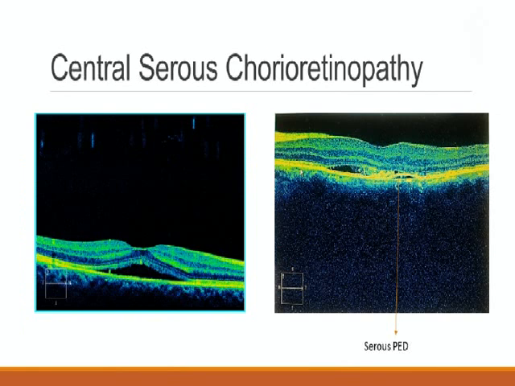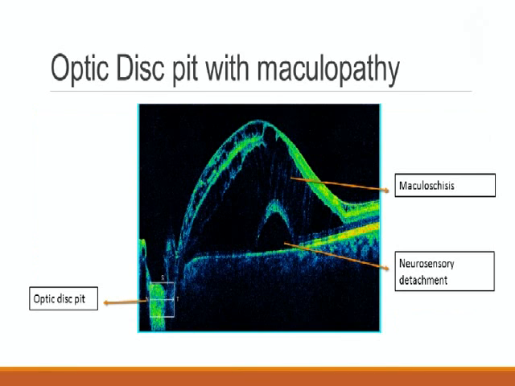In central serous chorioretinopathy, we can either see a neurosensory detachment or a neurosensory detachment with a serous PED, that is the type 2 type of CSR. Just an example, in an optic disc pit with maculopathy, if you take a cut through the optic disc, then we can see the optic disc pit here. Along with it, we can also see a macular schisis and a neurosensory detachment.